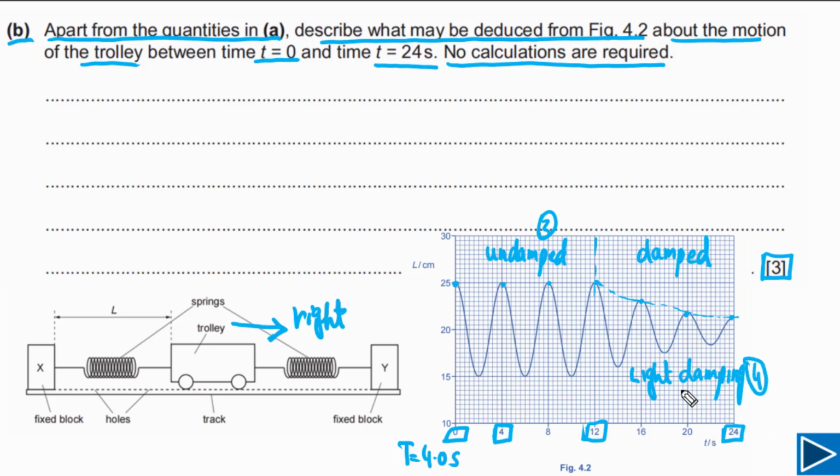We can also talk about maximum speed. This is the equilibrium position. Here, time is equal to 1 second, so the speed will be maximum. Here, time will be equal to 3 seconds, and the speed here will be maximum.